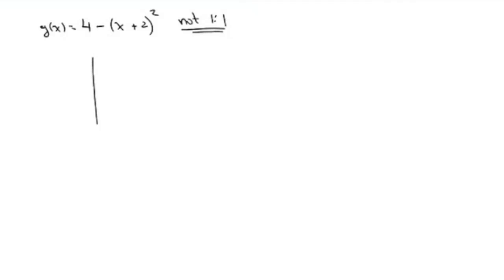So if I graph this thing, where does it go? Left 2, up 4. It flips over the x-axis, so you get something that looks like that.